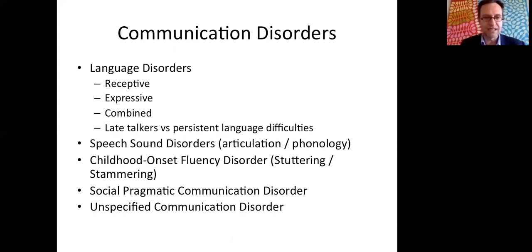We also get a category called social pragmatic communication disorders. So this is when people struggle with the pragmatics of language, and pragmatics of language mean the social use of language. So for instance, struggling with indirect language, not understanding humor or sarcasm, or if I were to say, well, it's raining cats and dogs, somebody who has a social pragmatic disorder might be looking for the cats and the dogs while it's raining, and they don't quite understand that it has a different sort of meaning.